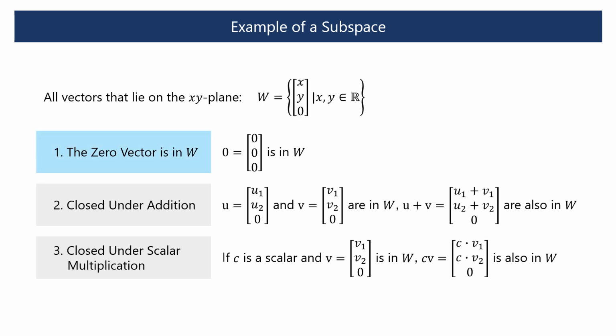First, the zero vector is in W. Second, it is closed under addition. If u and v are in W, then u plus v is also in W. Third, it is closed under scalar multiplication. If c is a scalar and v is in W, c times v is also in W. Accordingly, the set W is a subspace of R3.